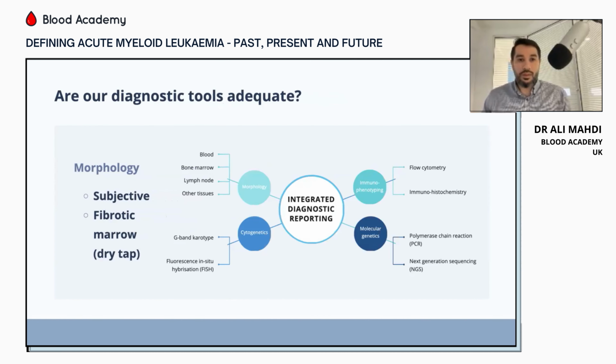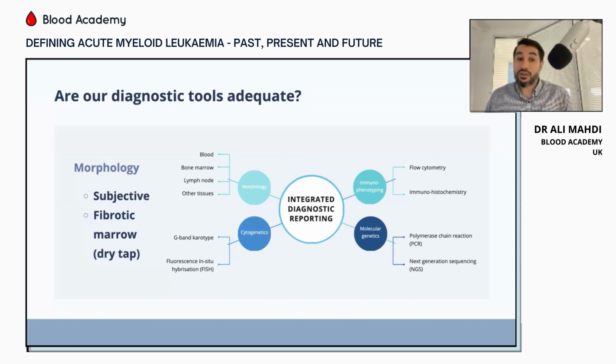So I'm going to just ask the question now as to whether our diagnostic tools at the moment are adequate enough. And we're going to look at various different limitations with regards to our diagnostic tools. The first thing really is looking at morphology, and morphology is very subjective. If you gave 10 borderline cases to 10 expert hematopathologists, you're likely to get 10 different answers.